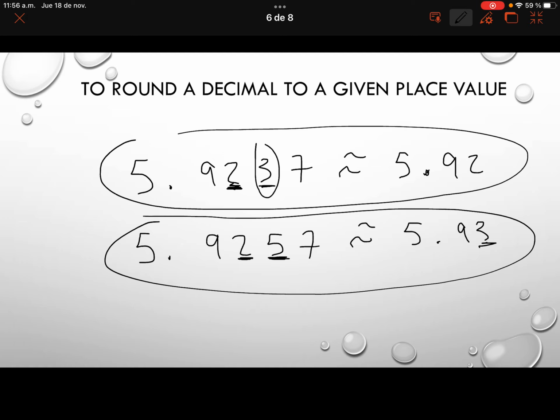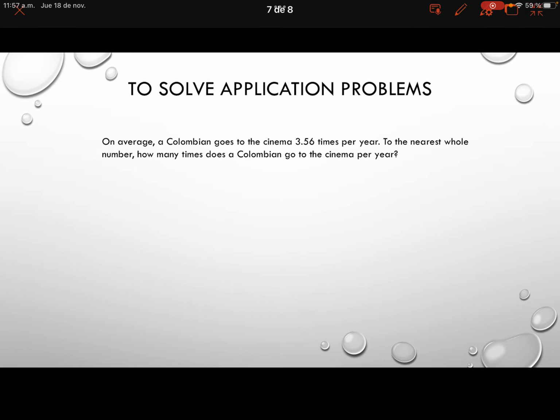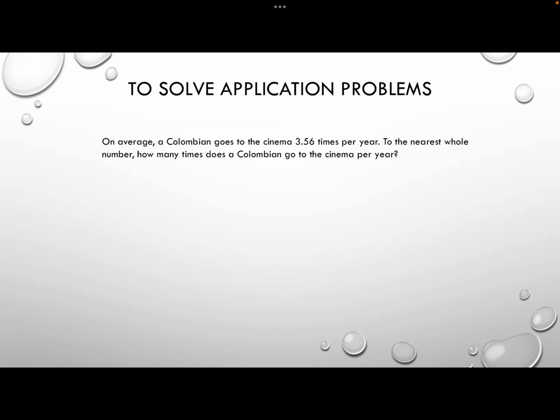When we have to round to a given place value, of course, keep in mind the number in the given place value and the next number, the number at right. If that number at right is less than 5, the number in the given place value is exactly the same. But if it's equal to 5 or greater than 5, the number in the given place value must be increased by 1. Okay, that's all.